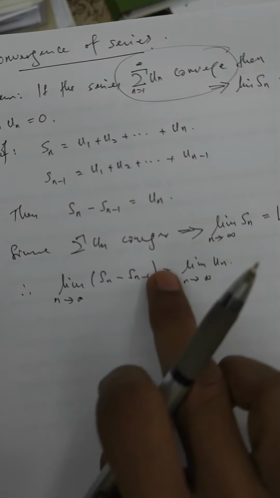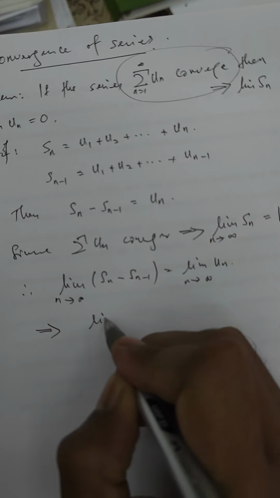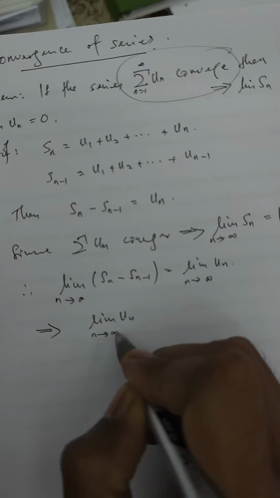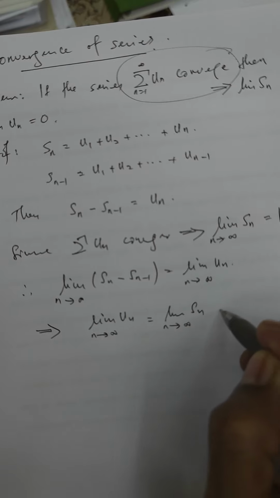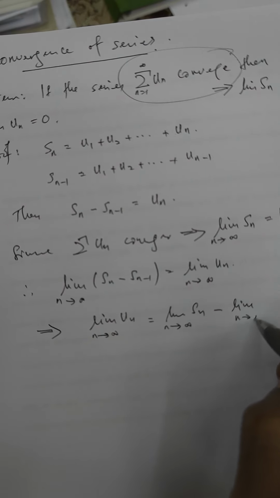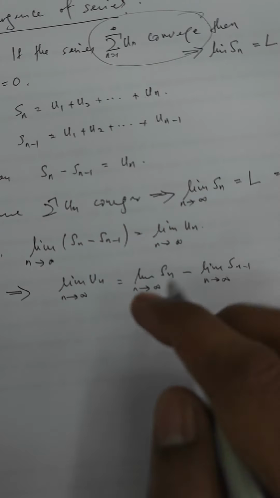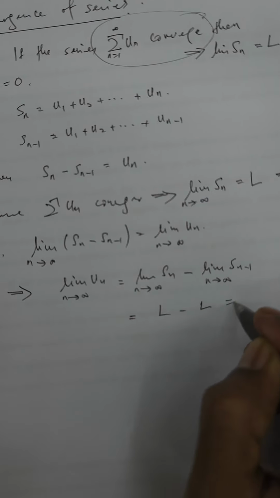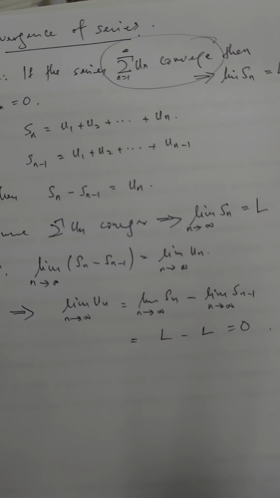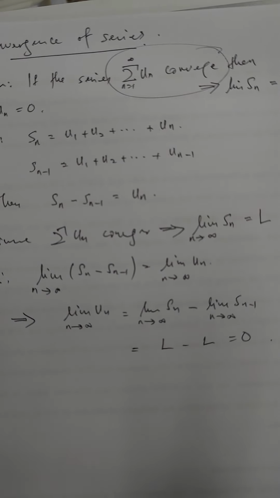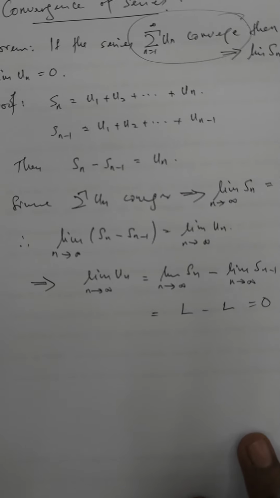We can split this, so the limit of un as n goes to infinity is the limit of Sn minus the limit of Sn minus 1. Since both converge, the limit is equal to L, so we have L minus L, which gives 0. This confirms the theorem: if the series converges, then the limit of un is 0.